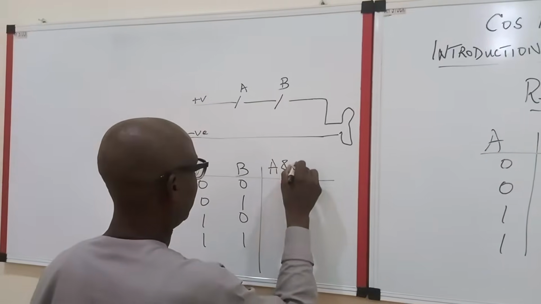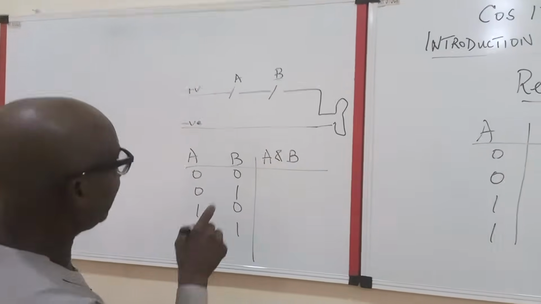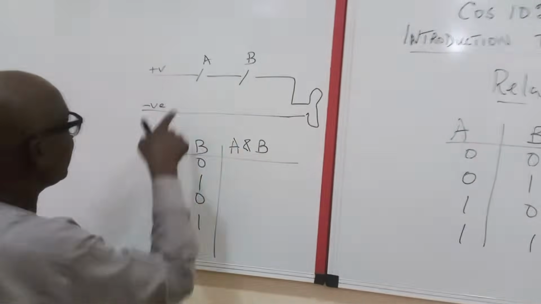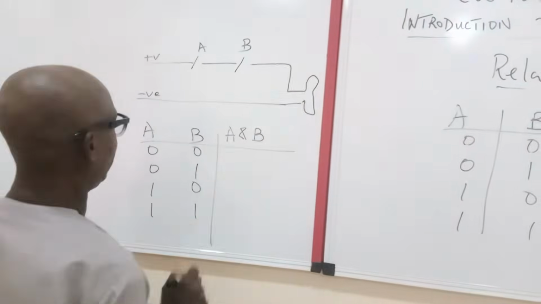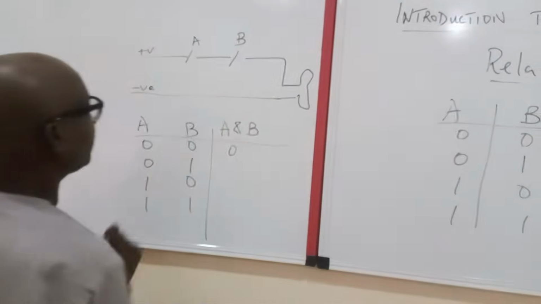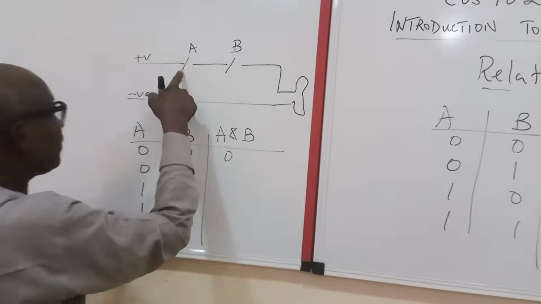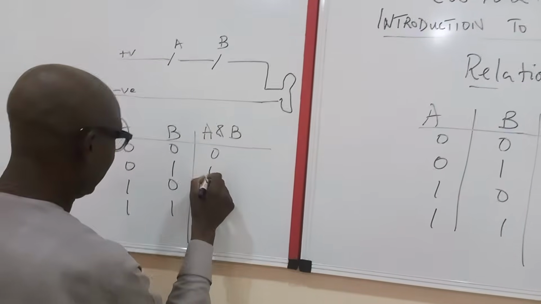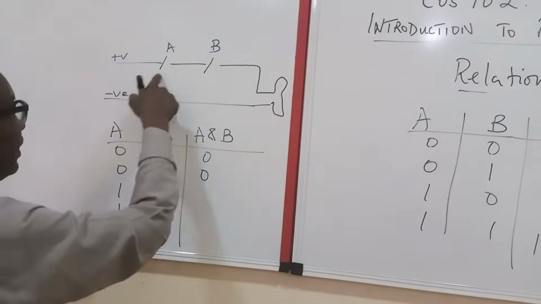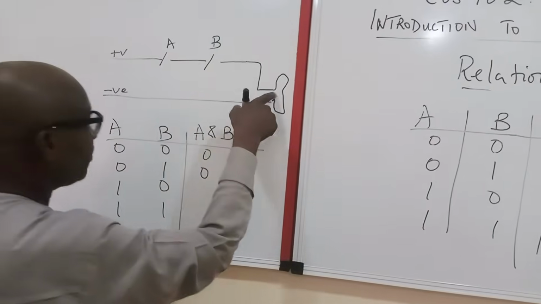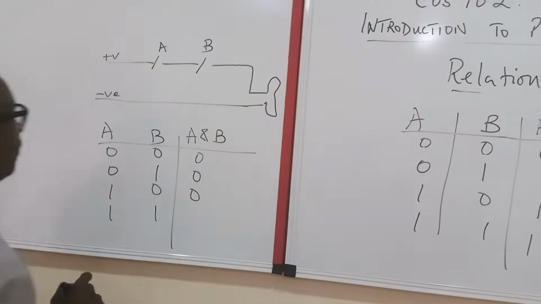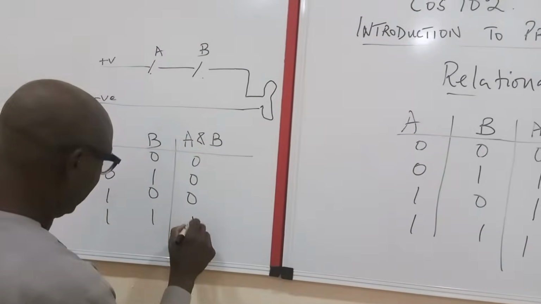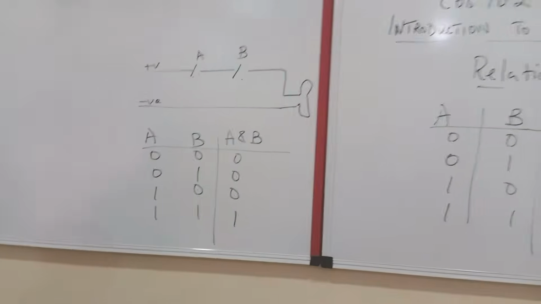Now, you will agree with me that if this is off and this is off, this bulb will be off. If this is off and this is on, the current will not pass through here, so this bulb will still be off. If you switch on this one and switch off the other, the bulb will still not go on. But if you switch on this and on this, then this bulb will come on. That is how the AND operator works.